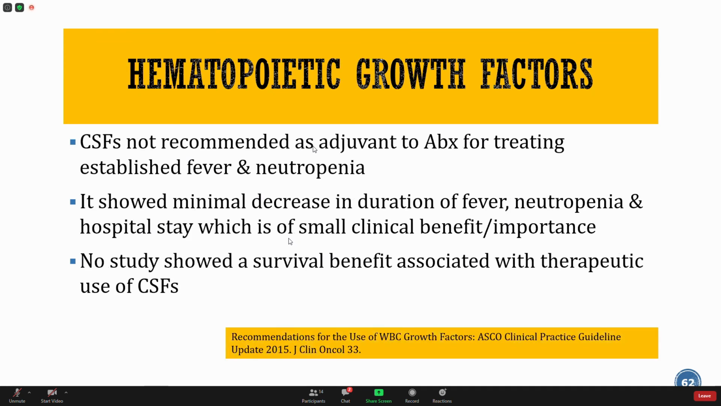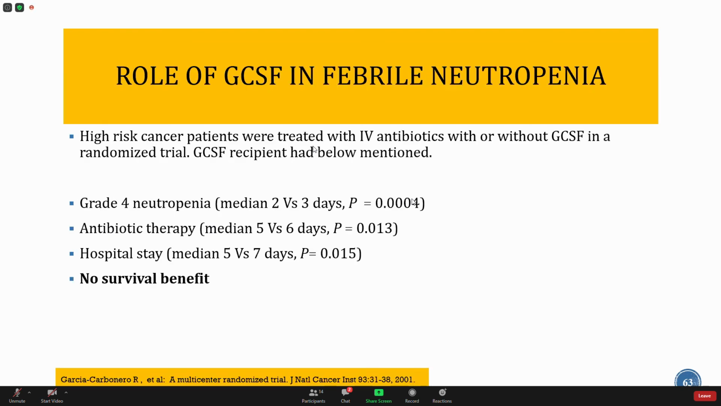For the management of febrile neutropenia, none of the guidelines is recommending to use filgrastim, because the use of filgrastim has not been associated with survival outcomes. None of the studies until now has proven that there is any survival benefit associated with the use of filgrastim for management of febrile neutropenia. But I always use filgrastim for the management of febrile neutropenia based on this study, and I'll show you the parameters.